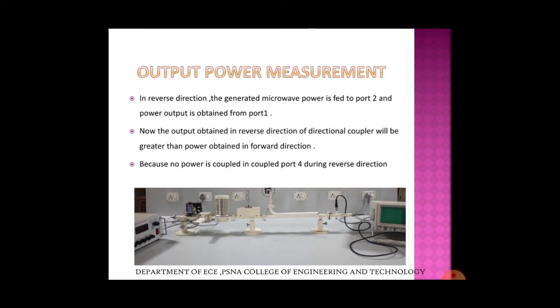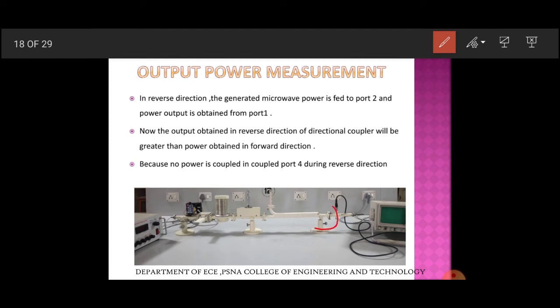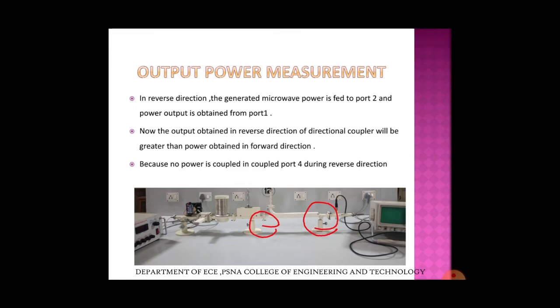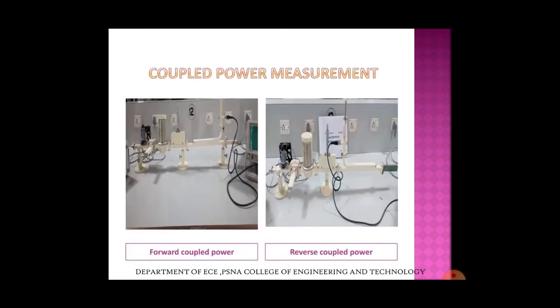That is, output power can be measured in both directions, forward as well as reverse. So the diode detector here is connected with port 1 instead of port 2 because we are going to connect the directional coupler in the reverse direction. So in the reverse position, port 1 is the output port and port 2 is the input port, and again the coupled port is matched terminated. In this way we have computed the output power in both forward and reverse direction.